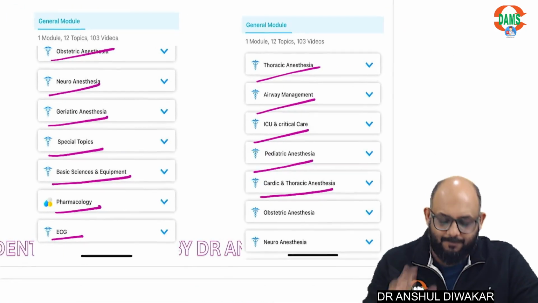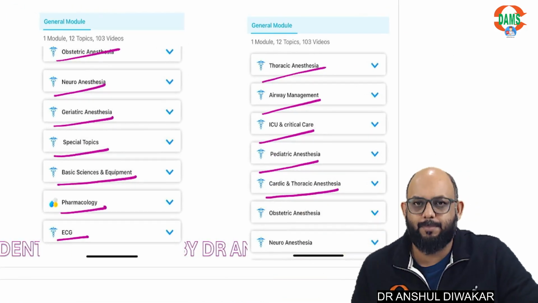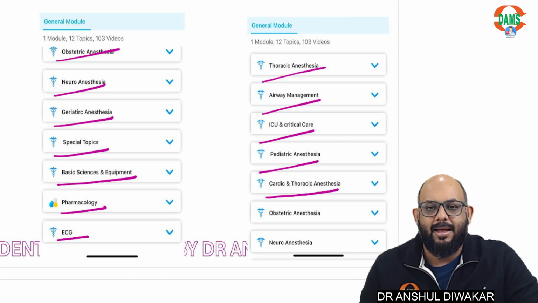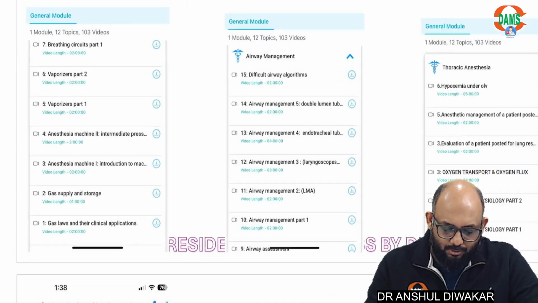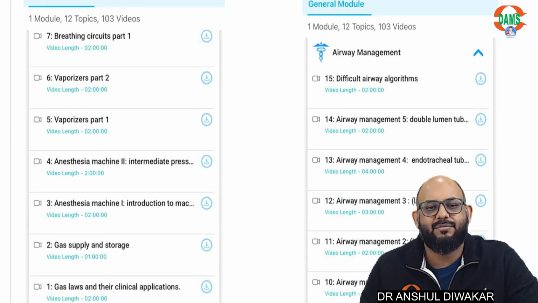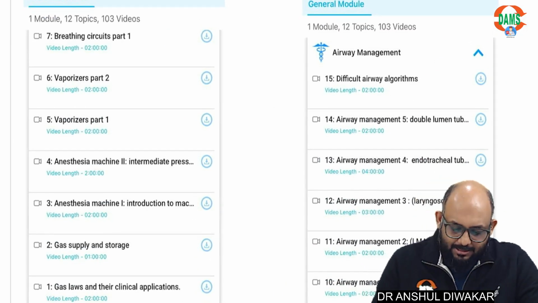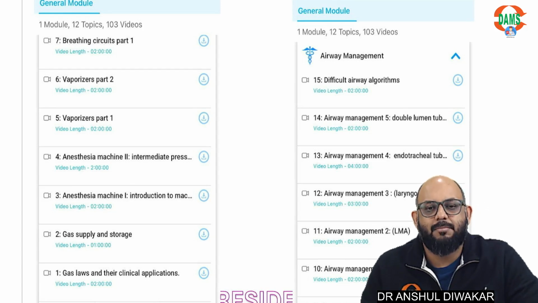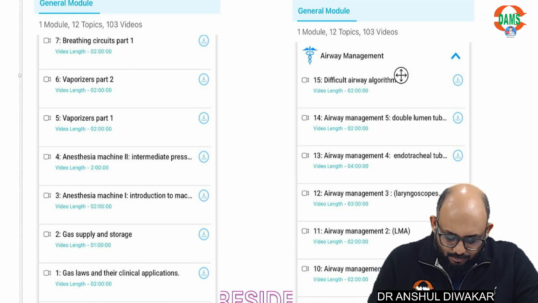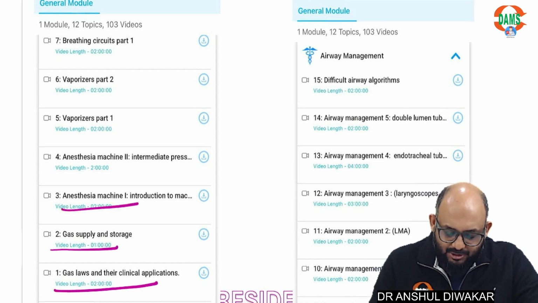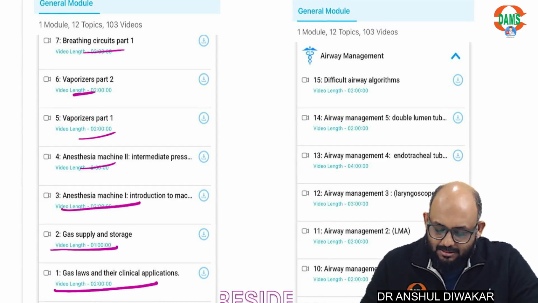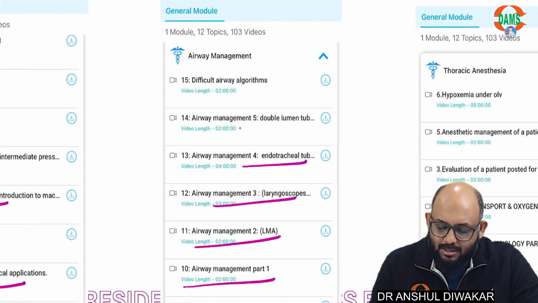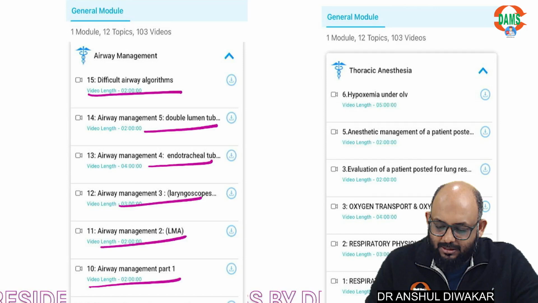So if you are preparing for your exam, these are the topics that are commonly asked, and this is what we have discussed. Now when you click on each folder, you have these topics divided in each folder. So this is the folder of the anesthesia machines and the airways. You can see gas supply, machine 1, 2, vaporizer, breathing circuits. In airway management, you have LMA, laryngoscope, tubes, double lumen tubes, difficult airway algorithms.